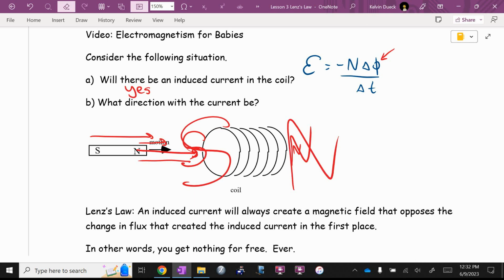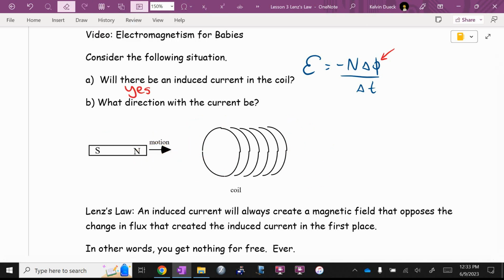You know what? That violates the law of conservation of energy. If that was the direction, that would be free energy. And so the universe steps in and says, nuh-uh. This is what Lenz's law says. An induced current will always create a magnetic field that opposes, everybody underline the word opposes, the change in flux that caused the current in the first place.